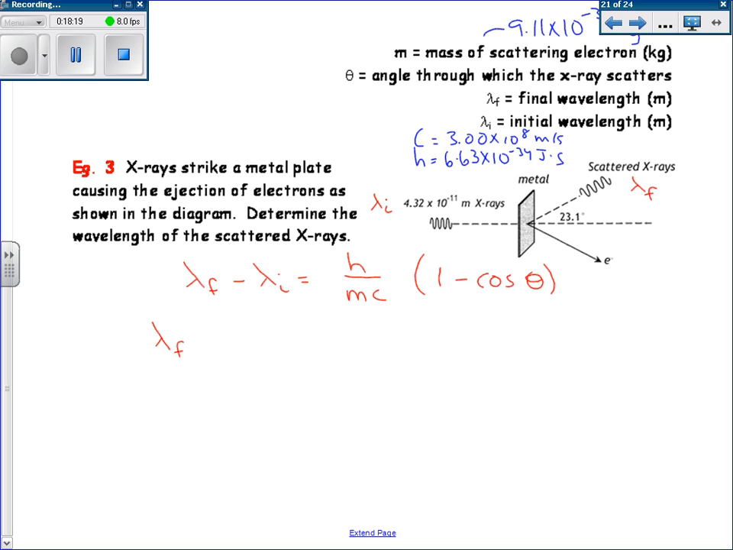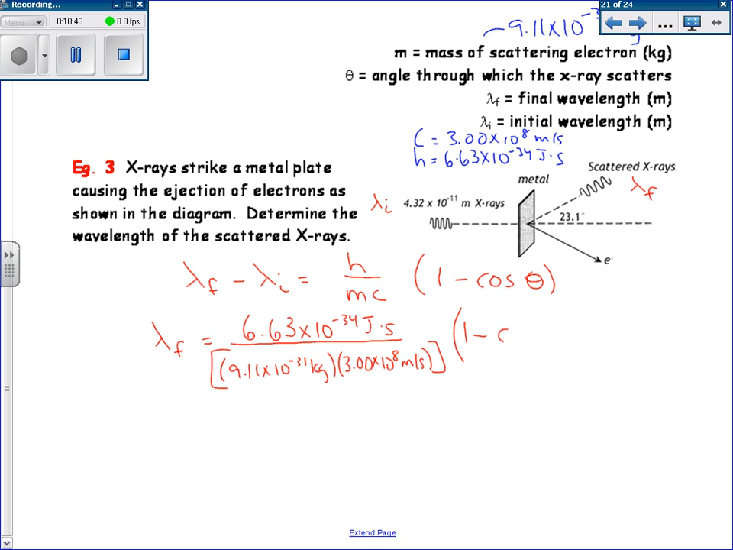So lambda f is equal to 6.63 times 10 to the negative 34 joule seconds divided by 9.11 times 10 to the negative 31 kilograms times 3.00 times 10 to the 8 meters per second. And then all that's multiplied by 1 minus cos of the angle. And remember, when you put that angle into your calculator, first of all, be in degree mode, and second of all, make sure you close that bracket around the cos, and then close the second bracket, and then we need to add on that initial wavelength.